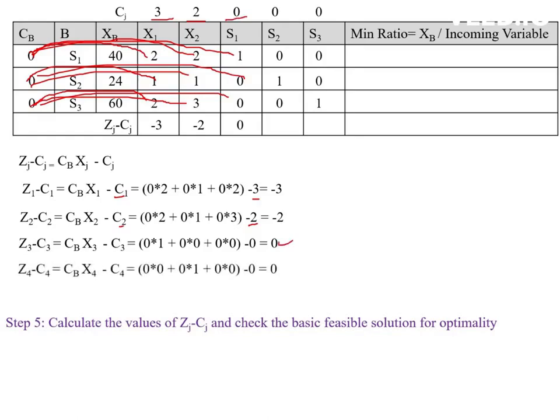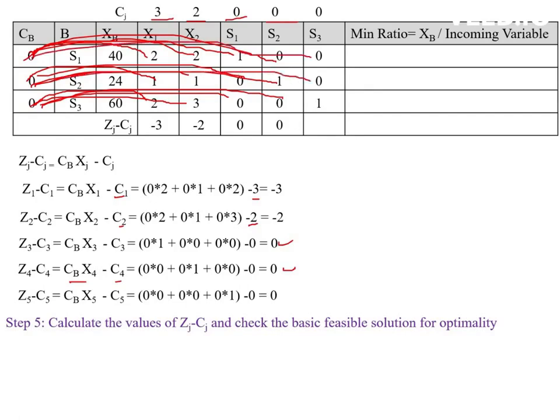Next, Z4 minus C4 is CB x4 minus C4. CB x4 will become 0 into 0 plus 0 into 1 plus 0 into 0, minus C4, which means minus 0. So the total value will become 0. Next, the final one is Z5 minus C5, which is equal to CB x5 minus C5. CB x5 is 0 into 0 plus 0 into 0 plus 0 into 1, minus C5, which means minus 0. So the total value will become 0.